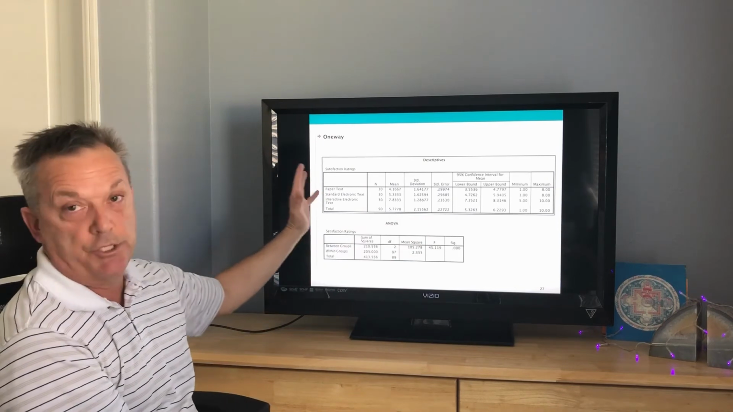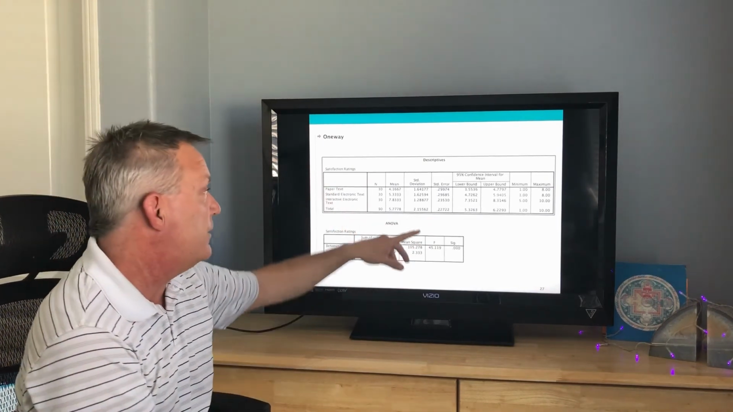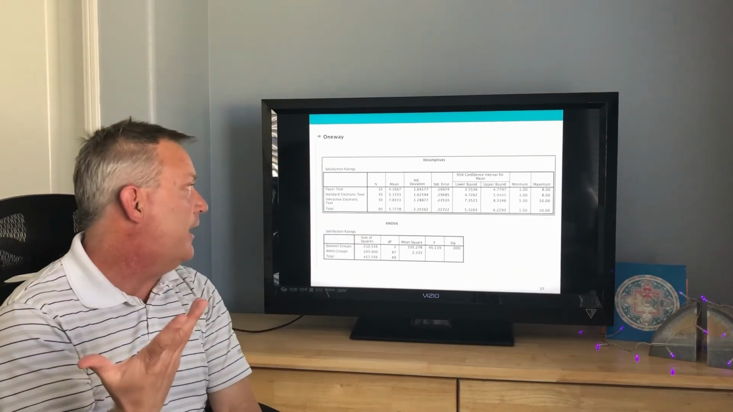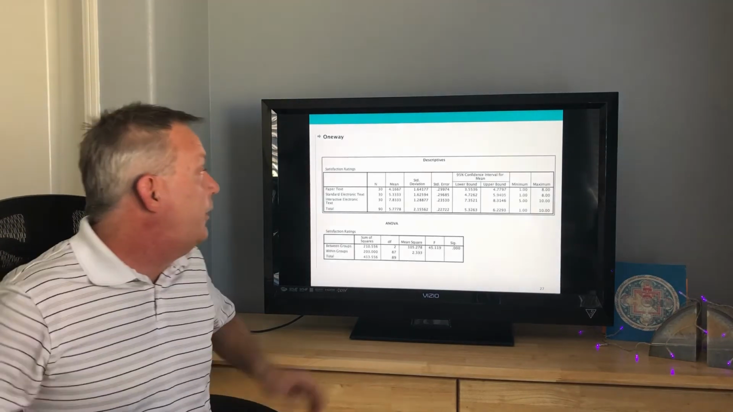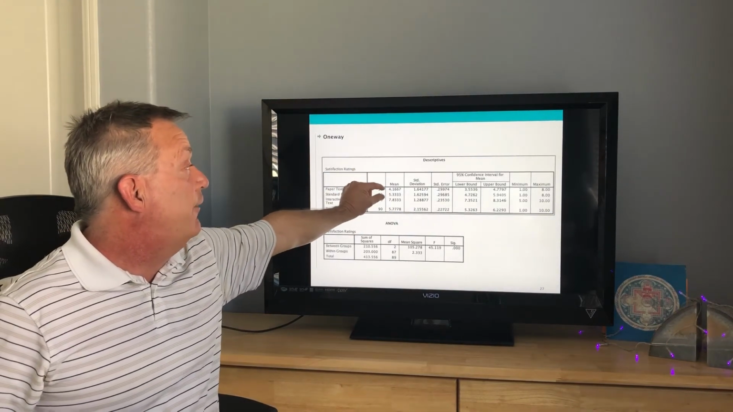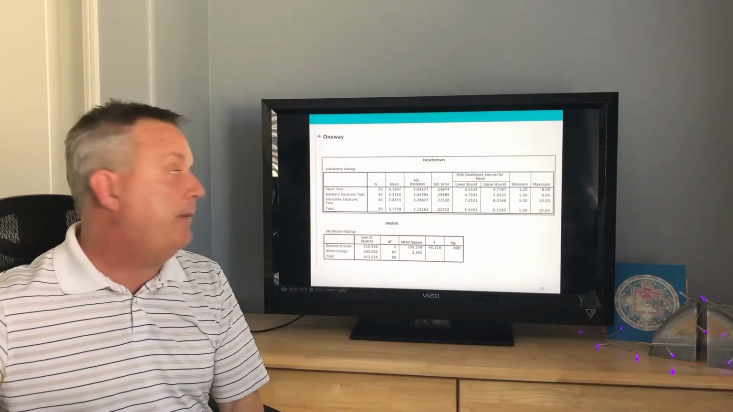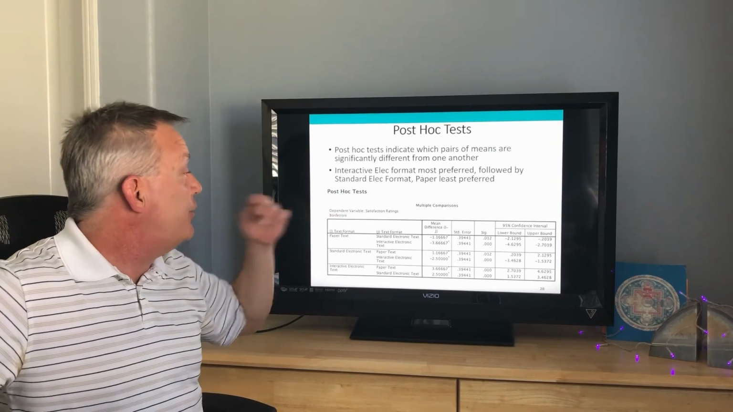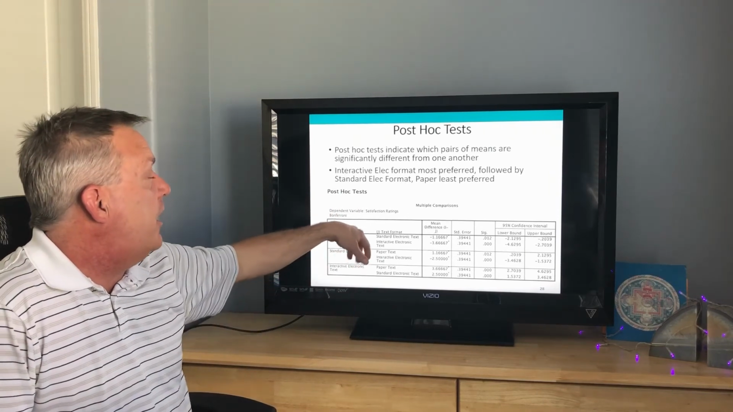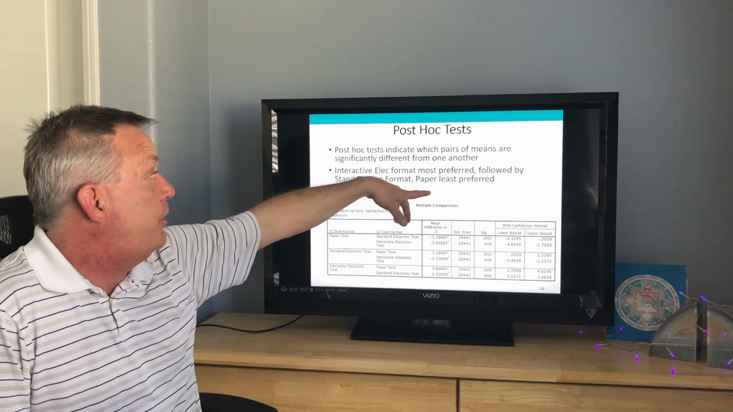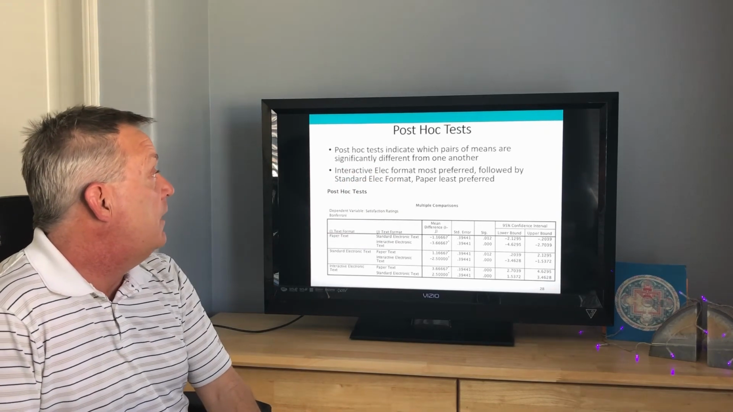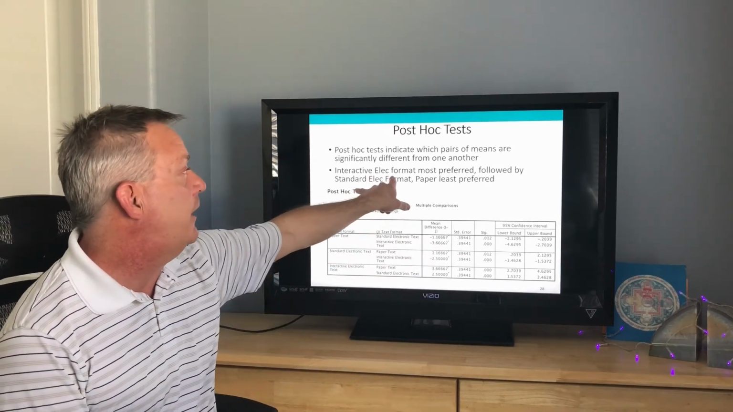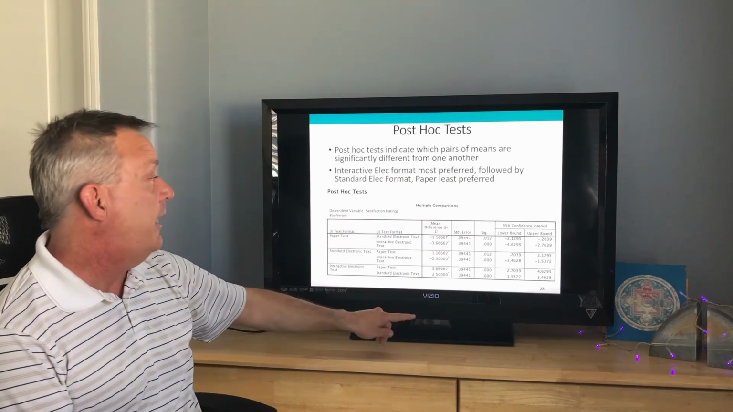But it's not the post hoc test, so we don't know where the main effect lies. But of course, we can suspect where it lies as you look at the interactive electronic text of 7.833 is significantly very different than the standard electronic and the paper text. So the post hoc test you can run, and this is an example of the Bonferroni post hoc test. Post hoc tests indicate which pairs of means are significantly different from one another. And as you can see right here, the conclusion that you can make is the interactive electronic format is the most preferred. And how do you know that?